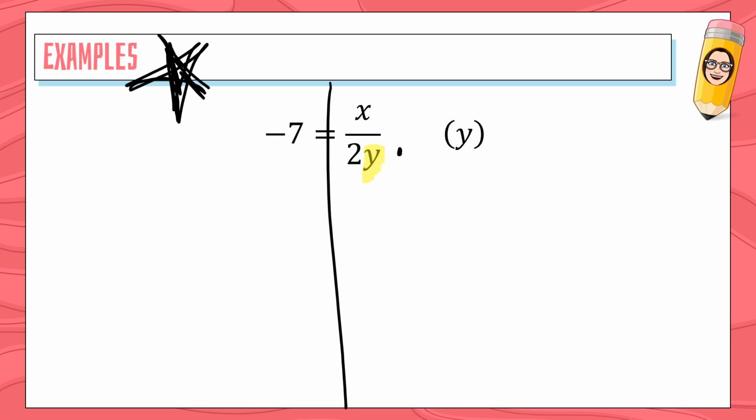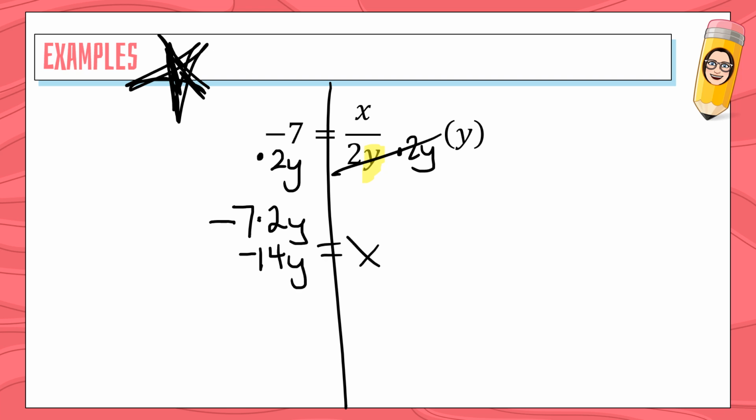I'm going to just rearrange. I'm going to bounce back and forth. Instead of a big divide by 2y, because I don't like it, I'm going to multiply by 2y. -7 times 2y. Oh wait, I can actually multiply those. That's -14y. Right? I just moved it to the other side.